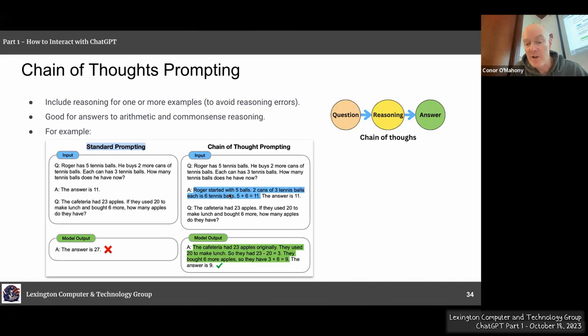And so you say, hey, Roger started with 5 balls. 2 cans of 3 tennis balls each is 6 tennis balls. 5 plus 6 equals 11. The answer is 11. And you'll notice that with the standard prompting, ChatGPT was actually getting it wrong. But when you gave it the chain of thought for an example and then prompted it, it got it right. So again, you can imagine if you're writing programming code, this might be very verbose for somebody interacting with the system, but for somebody writing programming code, it's not that hard to come up with a few examples and explain the chain of thought in the examples they've given to make sure that ChatGPT is going to do a good job of giving a response.